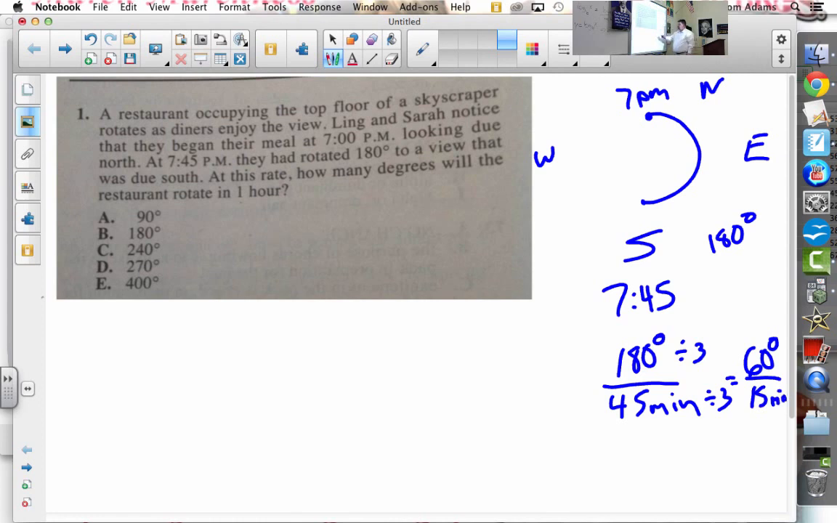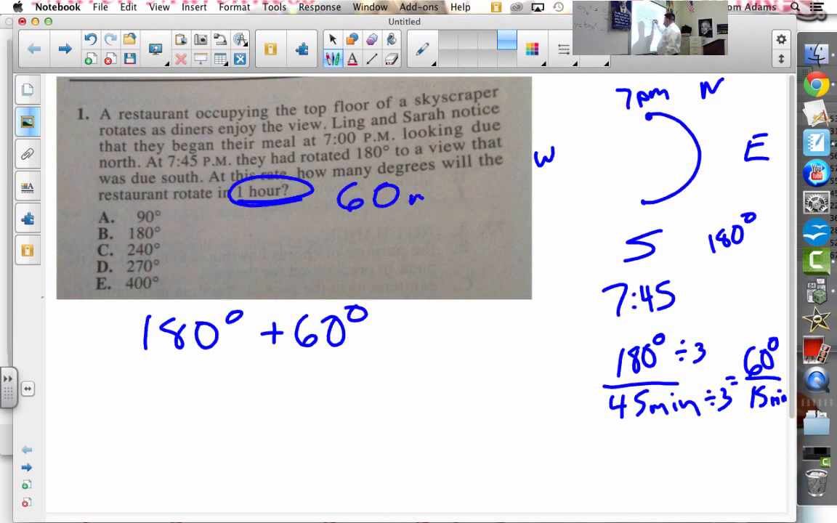So then what he did is he took his 180 plus another 60 degrees, because remember that 1 hour is just 60 minutes, right? And he added those up, and when he added them up, he got 240 degrees.